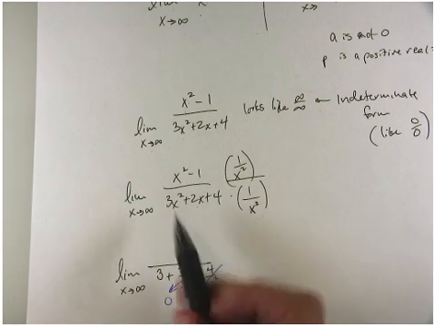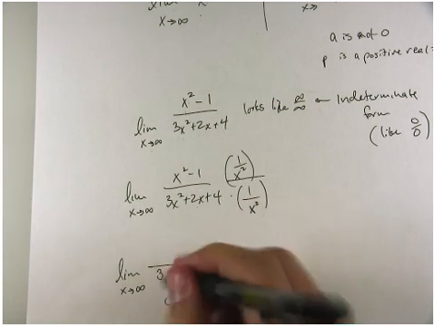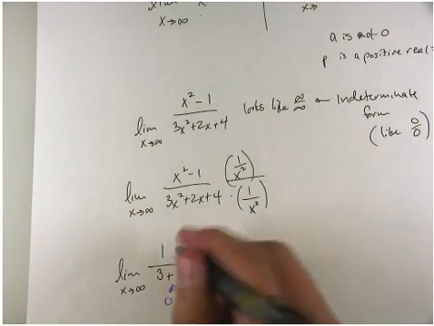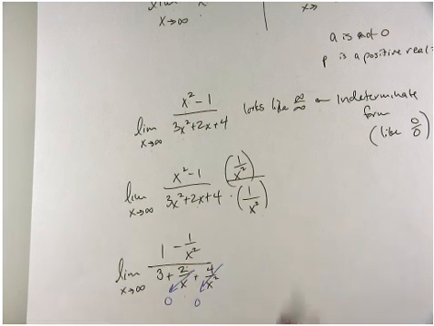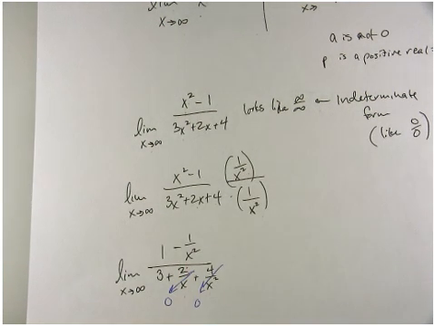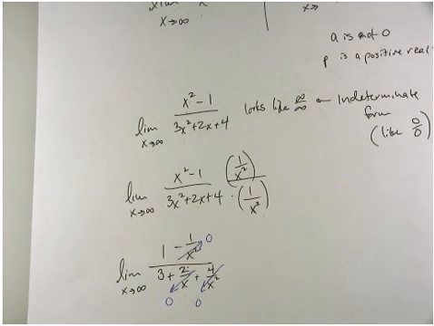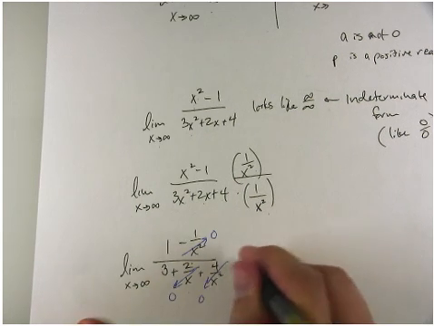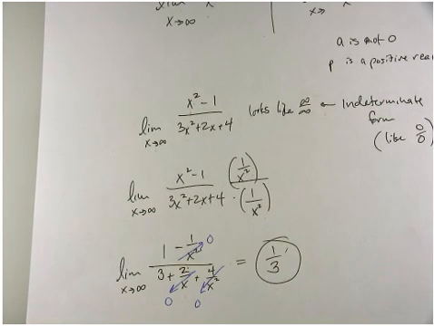So now the numerator looks like x squared divided by x squared, which is 1, minus 1 divided by x squared. And what happens to 1 over x squared as x gets infinitely large? It goes to 0. No big surprise. So what is the limit of this function as x goes to infinity? 1/3. Easy enough, right?